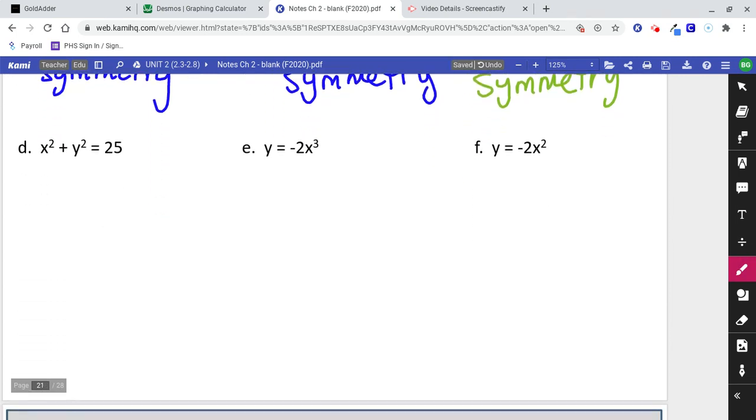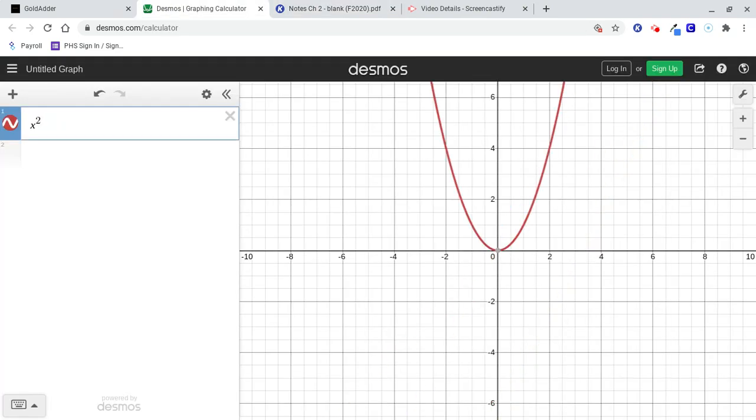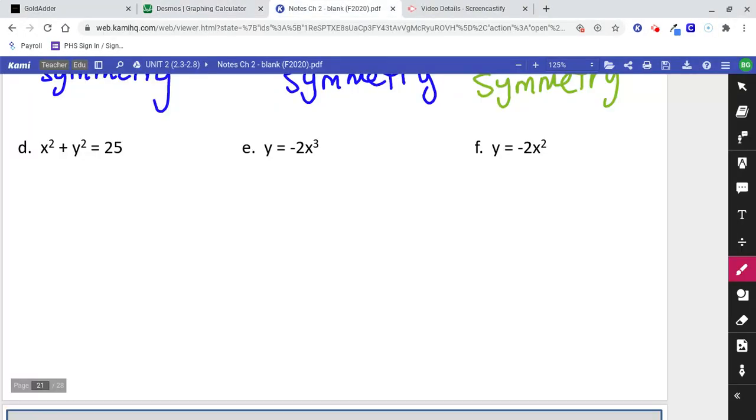Moving on. Does anybody know what shape this shape is on part D? That's good. Say it. What is it? Good. That's a circle. Okay, so we can type that in. X caret 2 plus y caret 2 equals 25. Okay, that's a circle, and you can see specifically that circle has a radius of 5. All right, so circle, let's see what kind of symmetry that is.